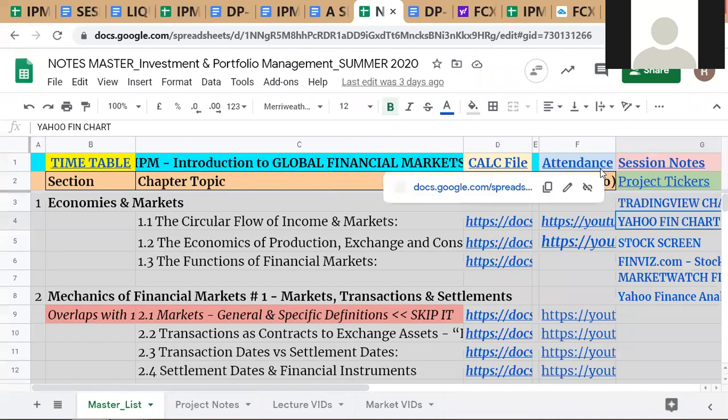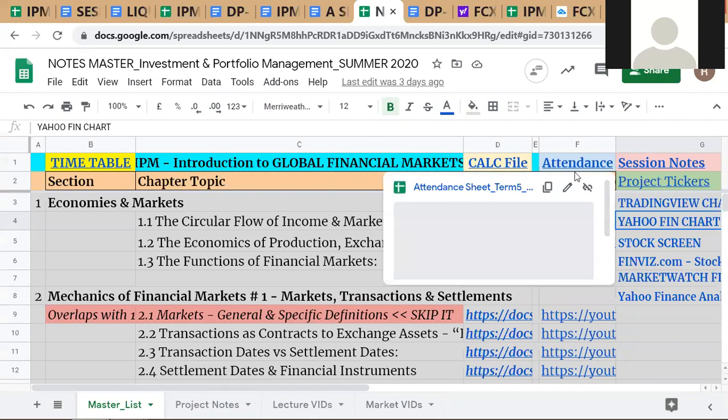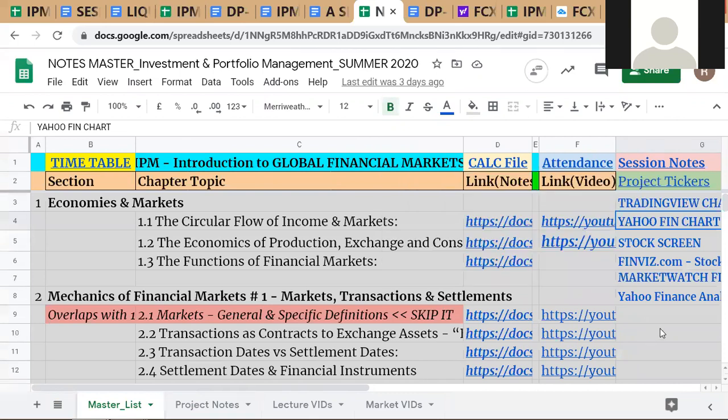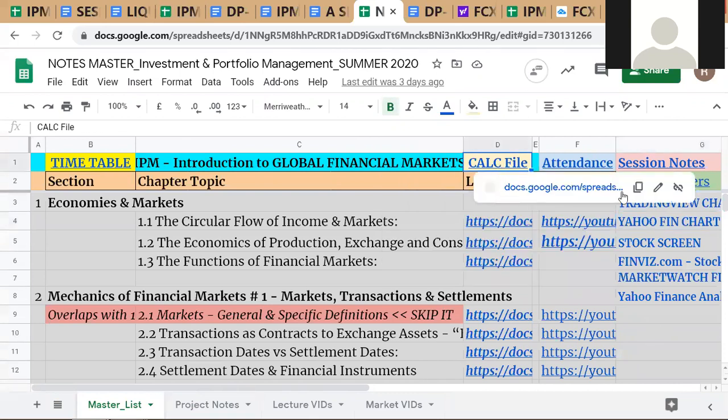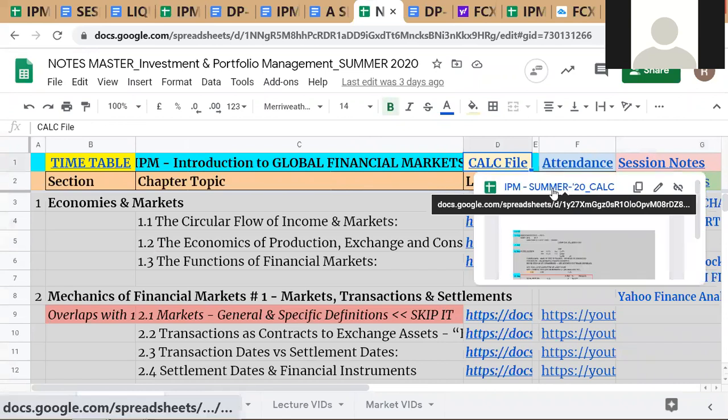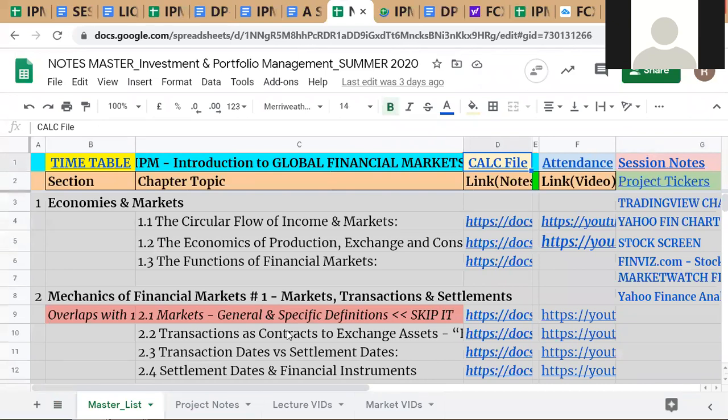Is it useful for y'all, what I have done, putting all the links in one file? Is it useful? You can launch everything from here. You find this? Yes, sir. Okay. Yes, sir. It was really helpful.